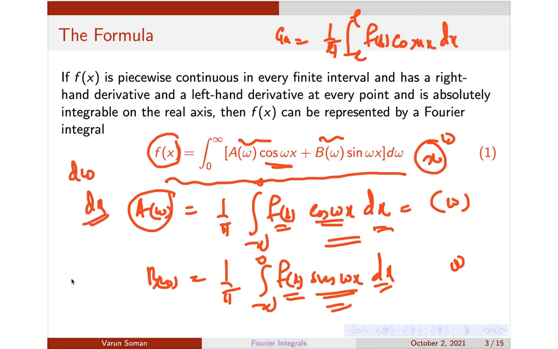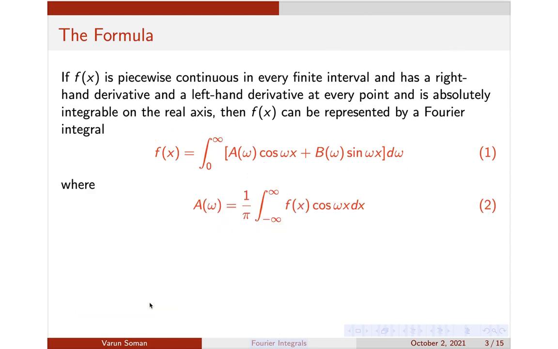Be careful. Your a(omega) would contain dx, and your f of x would contain d omega. So be careful with the variable of integration. If you think logically, you will understand why it is called a(omega): the integral contains dx, and then omega would be the variable coming out, so it will be in terms of omega. Similarly, b(omega) also contains that property. When you substitute it back in the integral, the final answer should be in terms of x, which is why it is written as d omega. So please be careful of these fine points.